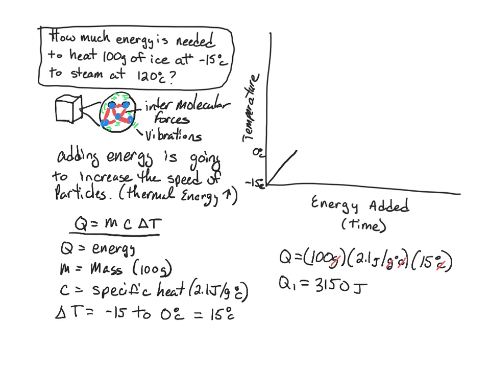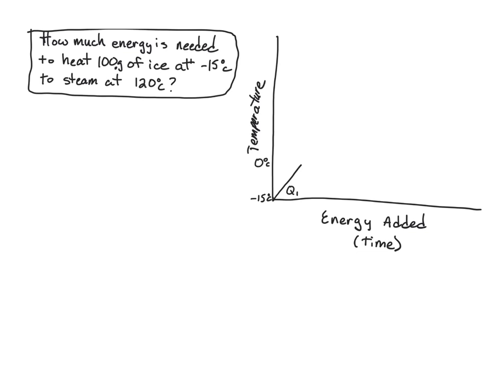Now at this stage, I go ahead and look at my significant figures. I'm going to make this a decimal point, just so I want to use two significant figures for my answer. So my Q1 is going to equal 3200 joules. And that's going to be the energy required to heat this ice from negative 15 degrees Celsius to 0 degrees Celsius. All right, now I'm ready for the next step.